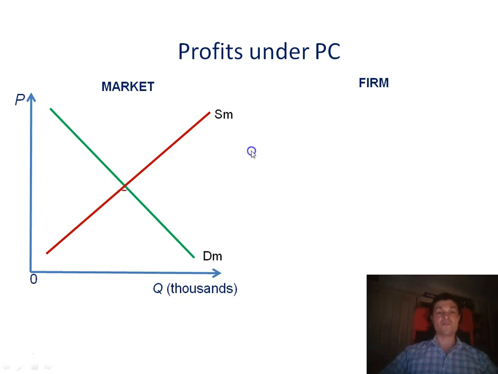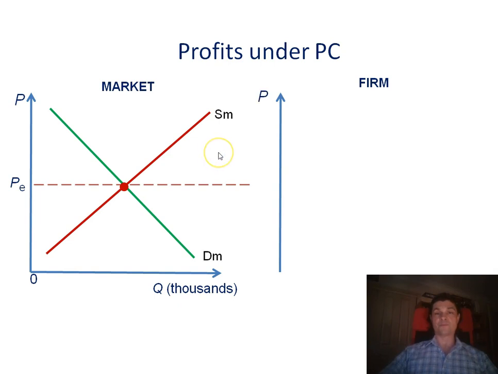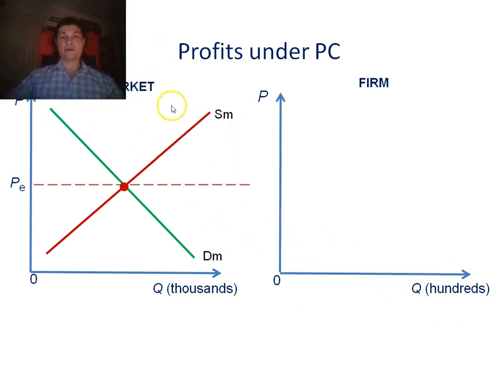The intersection of market demand and market supply gives us the equilibrium price that prevails in the marketplace at that point in time. So this is PE, or the equilibrium market price. Now we go into drawing the firm. So we have the price axis, we have the quantity axis, and as you can see, the quantity is now in hundreds, indicating that it's a smaller number than the market.